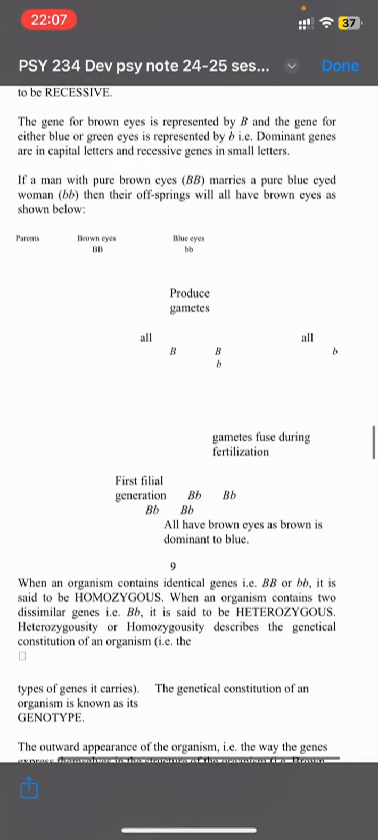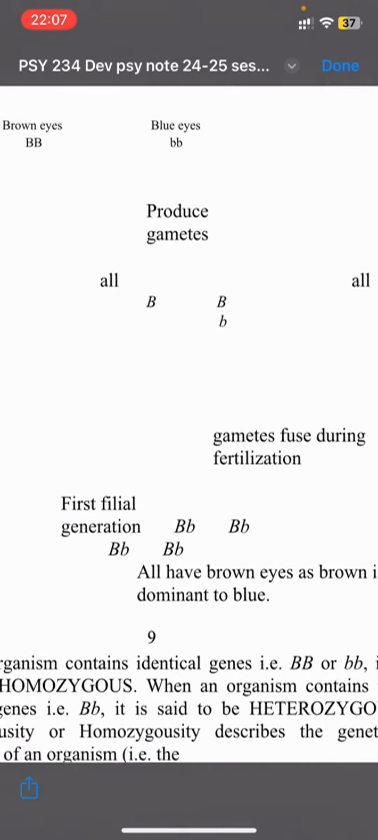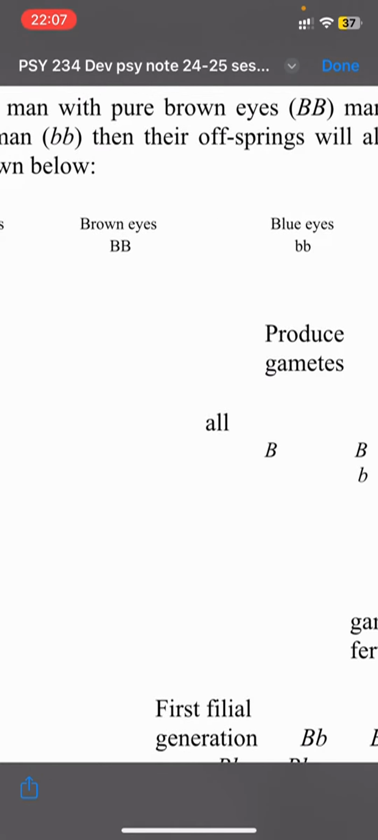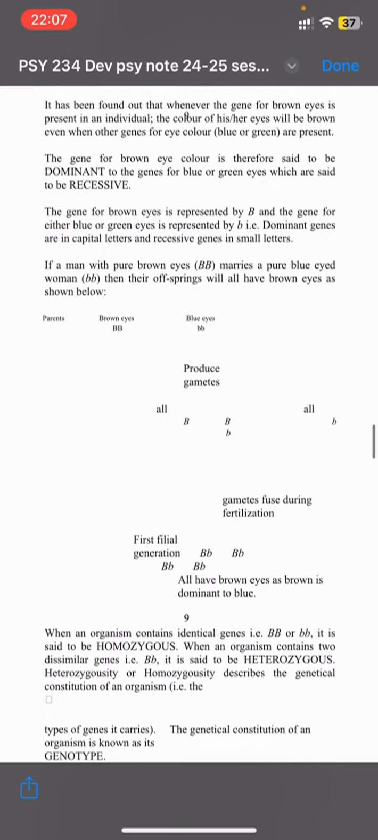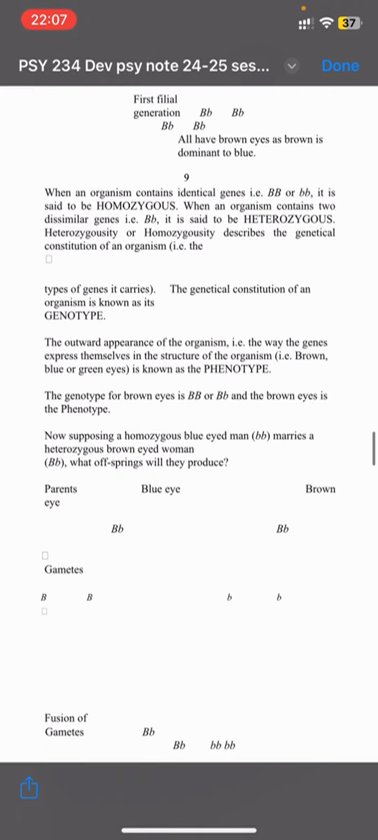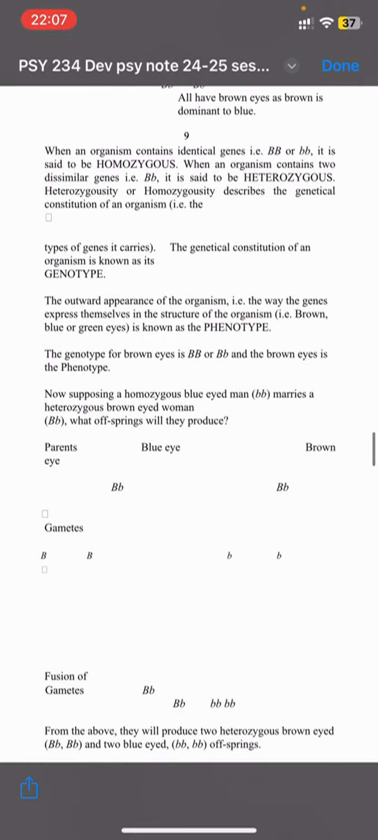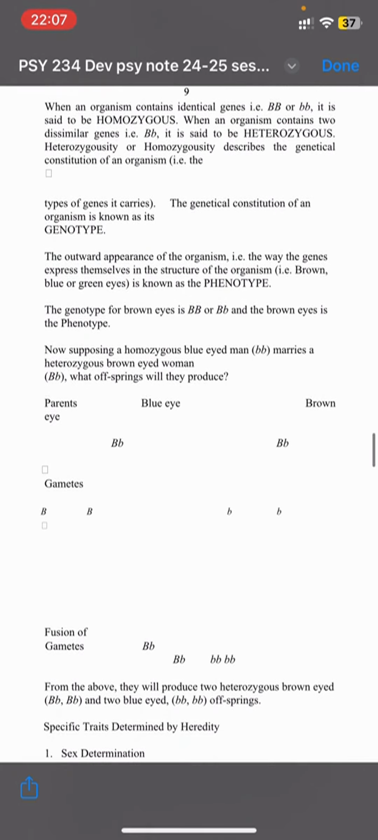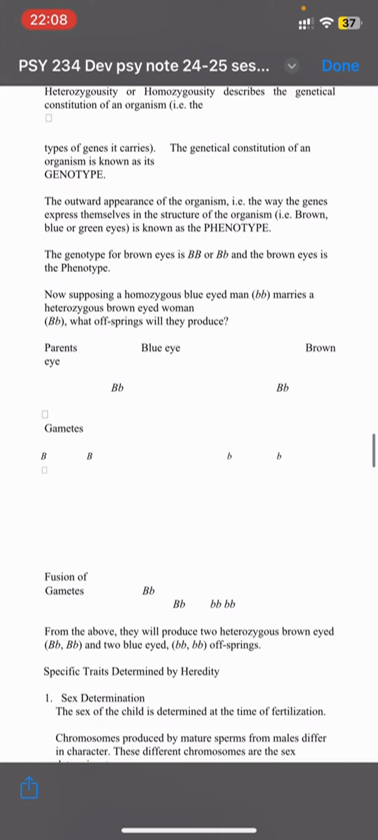Now, the genetic constitution, that means these BBs, all of this, is called the genotype. And what physically comes out, like you having brown eyes, is known as the phenotype. You can read it there, it's on the page. Now, the genotype for brown eyes is BB or Bb, and the brown eyes is the phenotype.